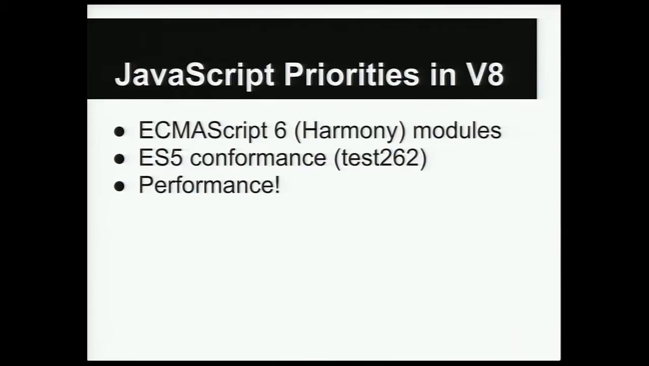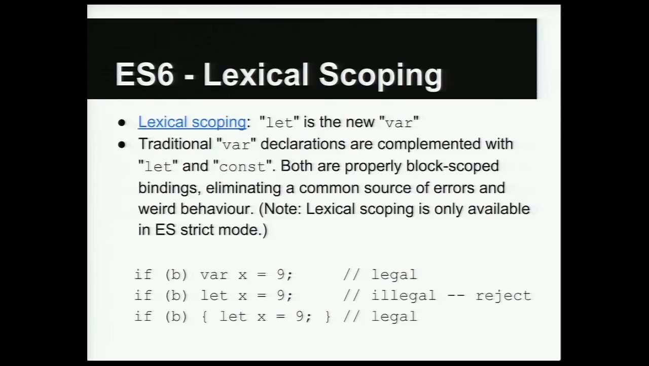So in Chrome, our JavaScript engine, for those of you who don't know, is called V8. V8 has three real main priorities. These aren't actually in a prioritized order. If anything, they're in reverse order. ECMAScript 6 Harmony modules, so new language features of JavaScript. I'll talk about some of those in detail. Conformance with ECMAScript 5, with the Test 262 suite, and of course, performance.